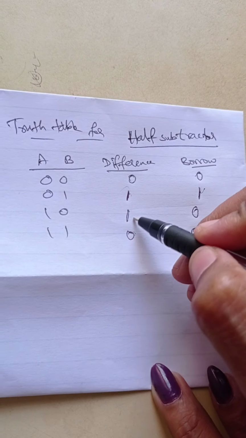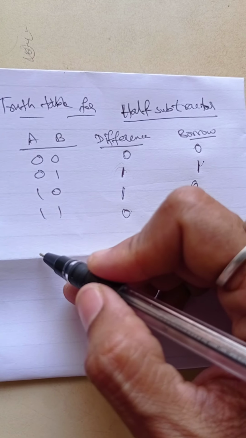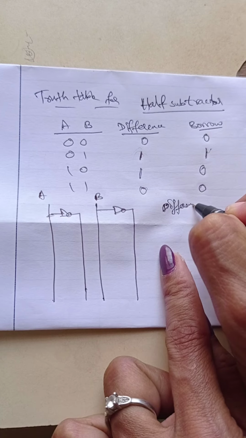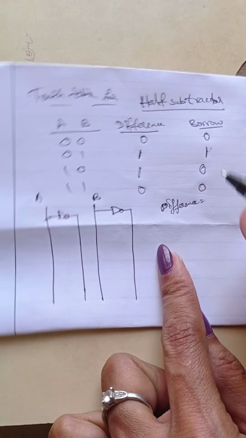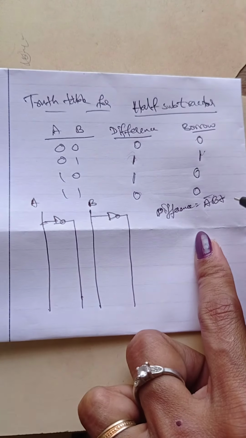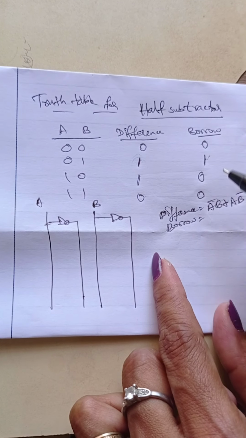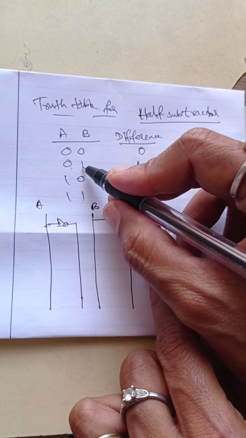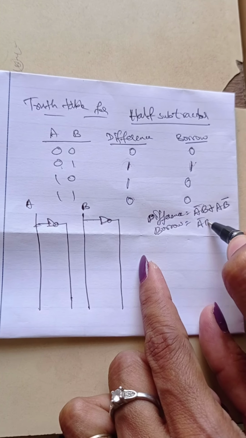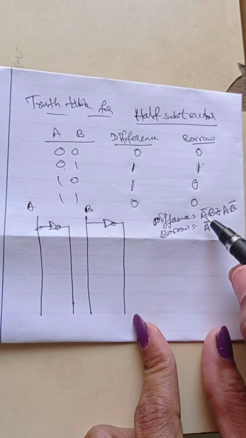Okay, now design the circuit. Wherever the output is 1 gives the difference. The difference expression is equal to A bar B plus A B bar. Same as borrow, that is, A bar B, where we will get output high. Now we will design this using NOT gate for bar, AND gate, OR gate.